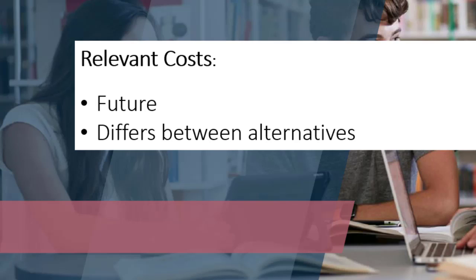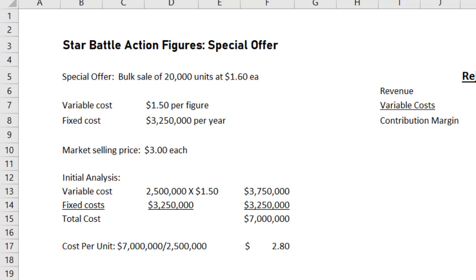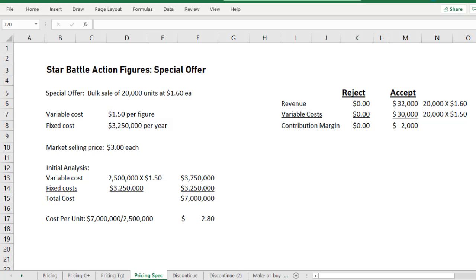So let's go back and look at the Star Battle action figure special offer. So what are our two alternatives? What are our two options? Well, we can either reject the offer or we can accept the offer. If we reject the offer, we'll get revenue of $0. They're not going to pay us because we've rejected their offer. If we accept it, then we're going to get revenue of $32,000.